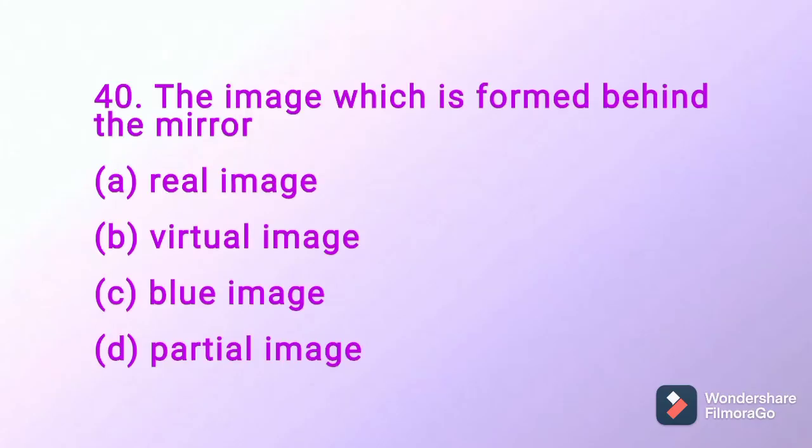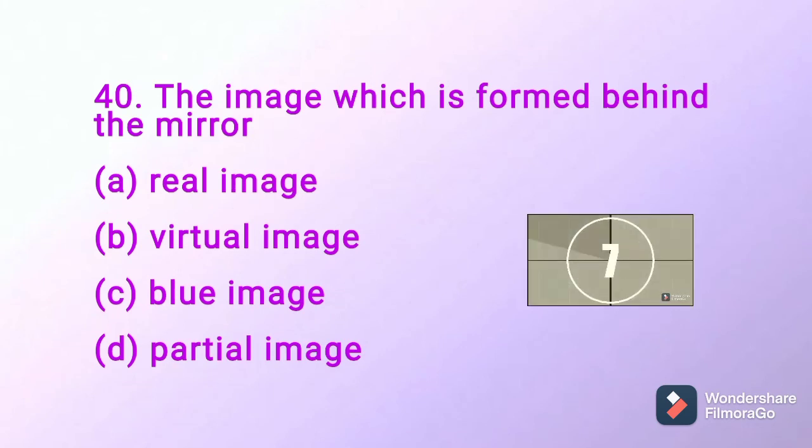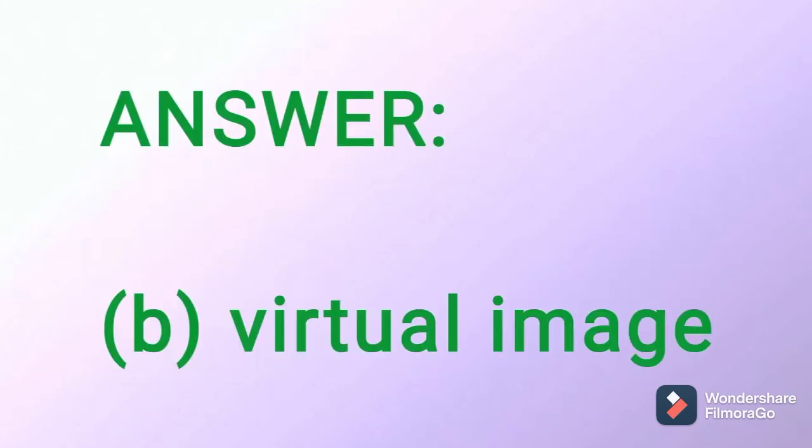40th question. The image which is formed behind the mirror. Option A, real image. Option B, virtual image. Option C, blue image. Option D, partial image. And the answer is option B, virtual image.